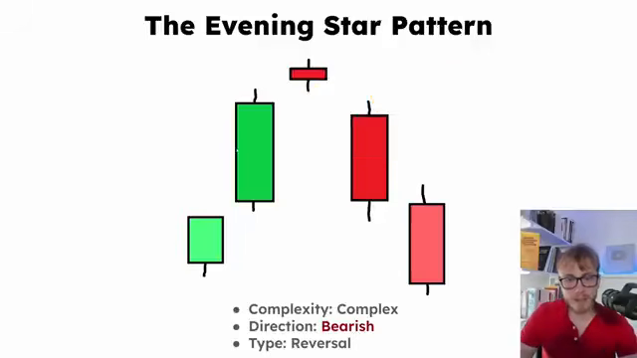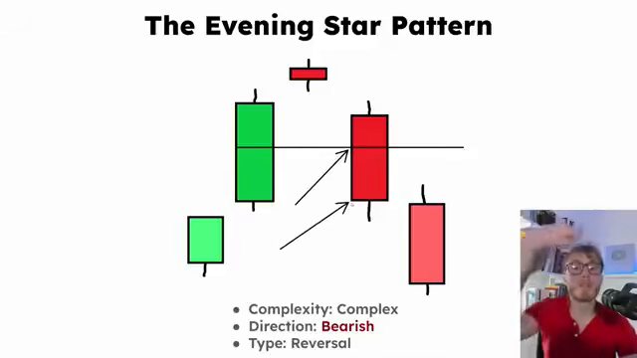And to confirm that the third candle is strong and to confirm the pattern, we want the red candlestick, or candle 3, to close below this point right here. And in this particular example, you can see that the red candle closed far below the 50% mark, and this confirms the evening star pattern.